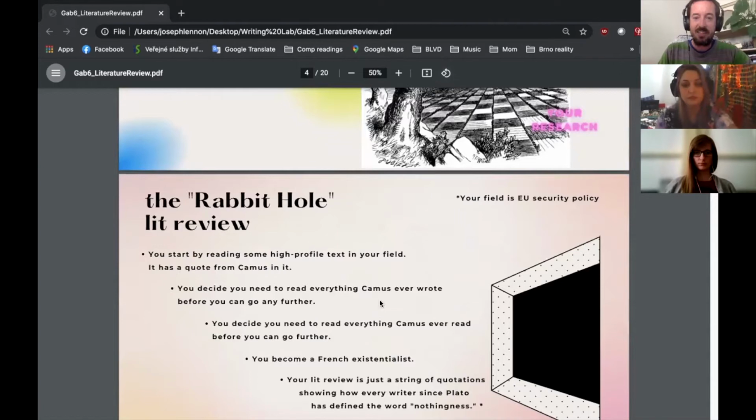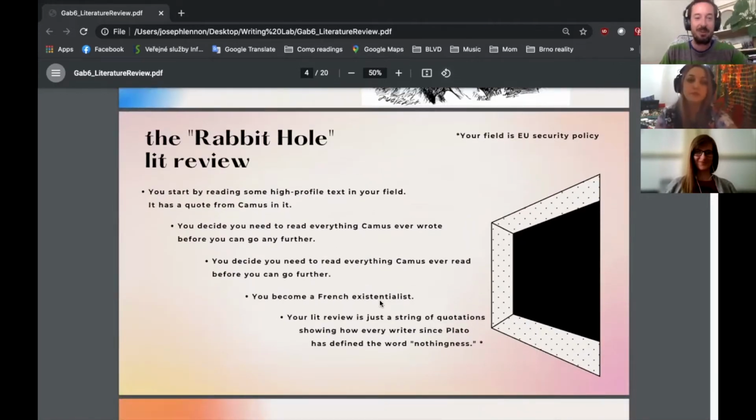Now, the danger that you could fall under is the rabbit hole lit review. And so, here's a little story, an imaginary story, but maybe it will resonate with some of you. So maybe something like this has happened to you before. Let's say you start reading some high profile text in your field. It has a quote from Camus in it, the great French writer. Then you decide you need to read everything Camus ever wrote before you can go any further in your research. And then you decide you need to read everything Camus ever read before you can go further.